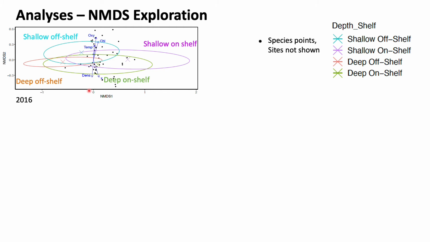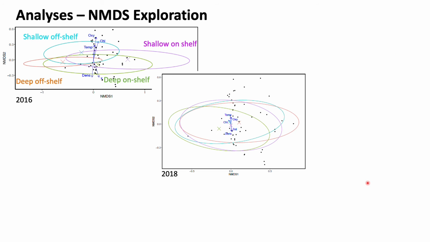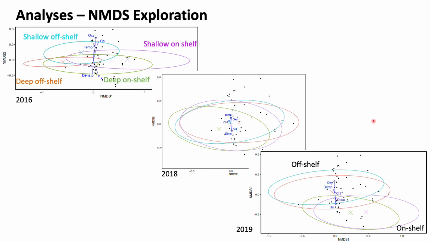Remember that in the NMDS, these locations are drawn solely on the dimensionality reduction of our 60-plus taxa and their concentrations. This is in contrast to the 2018 NMDS, where everything is more clumped and not separating out as well. Species locations are more bunched and environmental vectors are much shorter, and the shelf depth strata ellipses don't separate out at all. In 2019, everything expanded out more again. The environmental signal was stronger, and the ellipses show that locations separated out by off-shelf versus on-shelf. We took this as a jumping-off point for our further analyses.